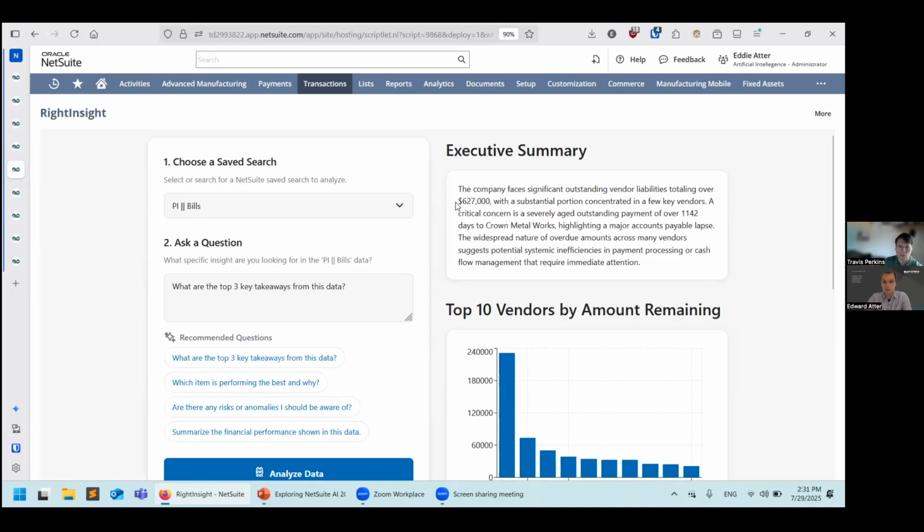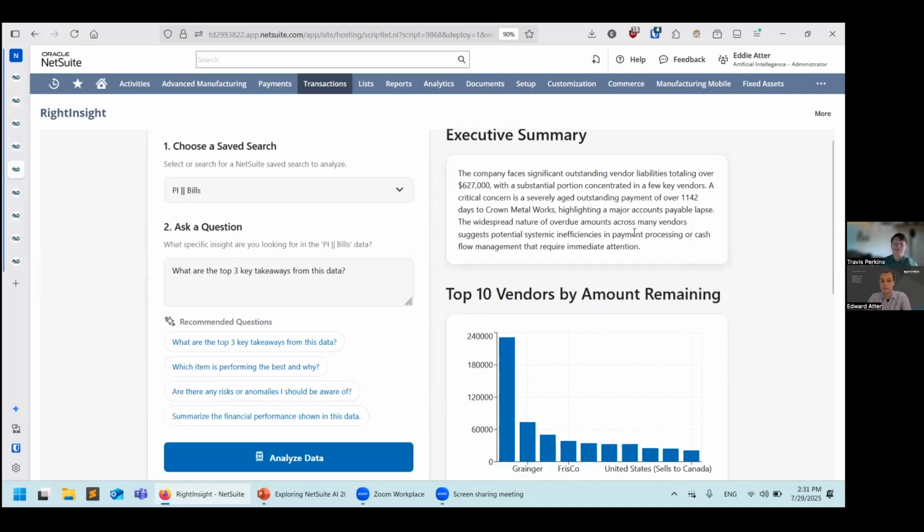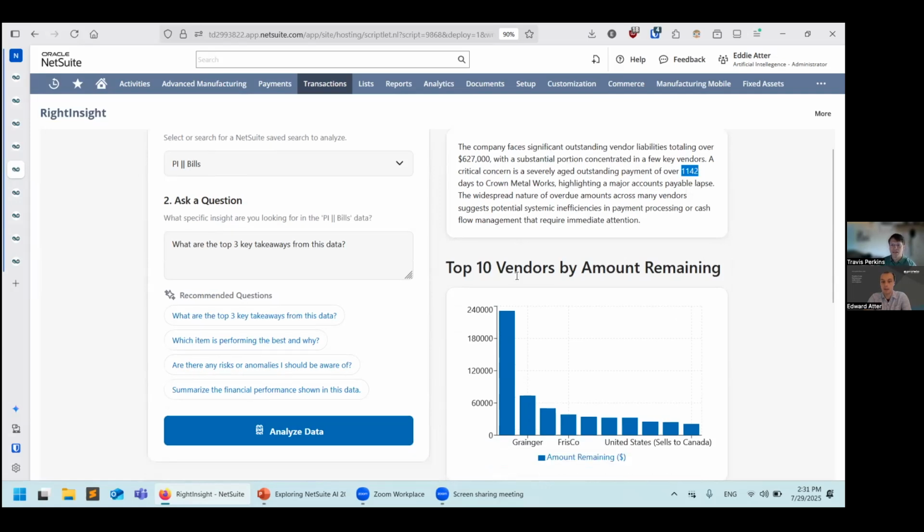Here's an example of the results. You can see it's broken down into an executive summary. It read the information in here and realized that we have pretty significant liabilities, over $500,000. And it's found that it's concentrated in just a few key vendors. It also found a severely aged outstanding payment that's about 5+ years old. And so it found an anomaly as well.